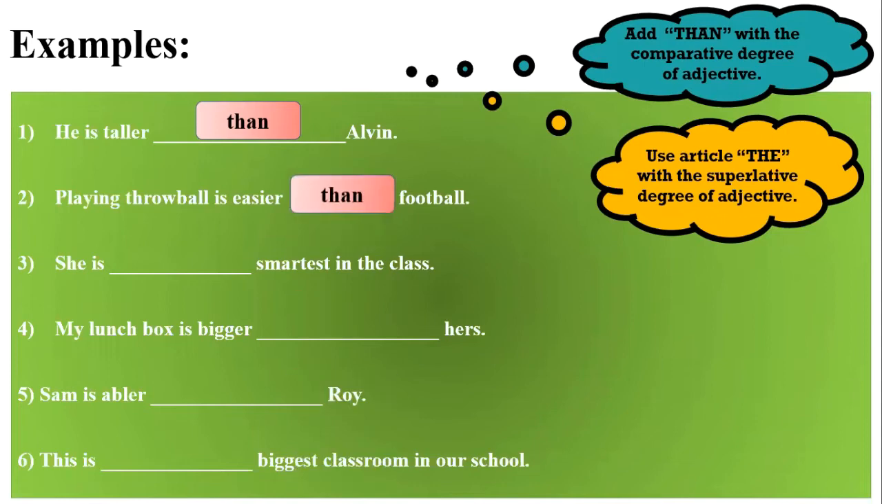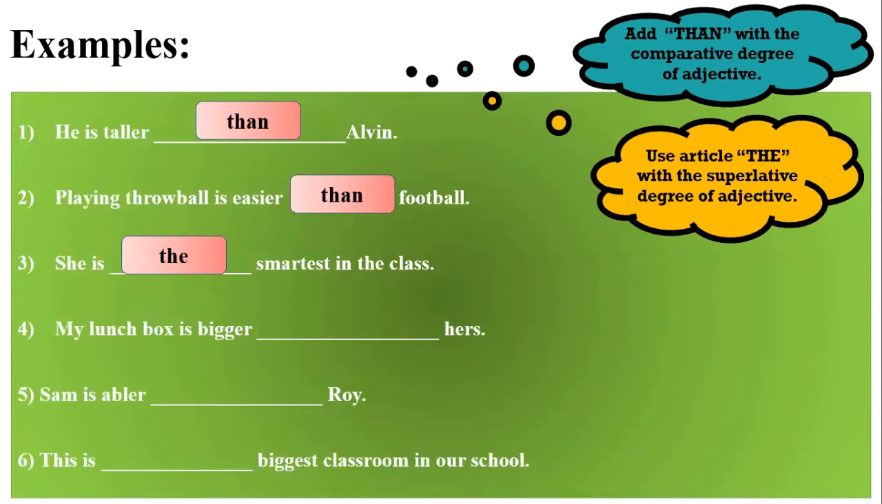Okay, next one. She is dash smartest in the class. Now you're not comparing, you're just telling that she is dash smartest in the class. In the whole class, she is like the supreme, superlative degree. So which word will come for superlative degree? The, article the. She is the smartest in the class.